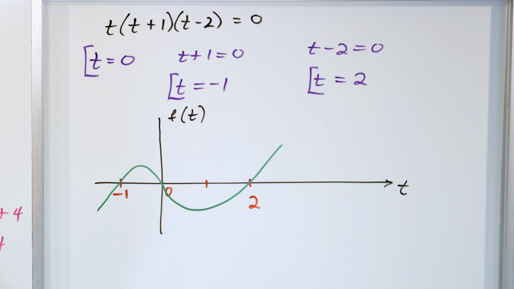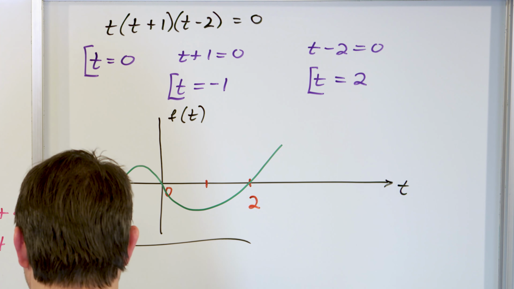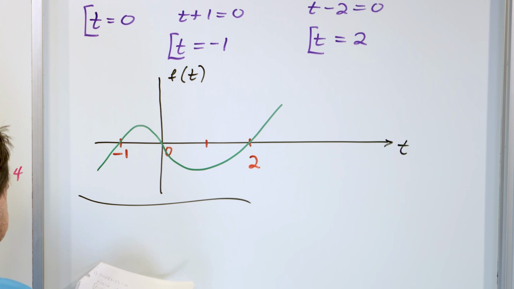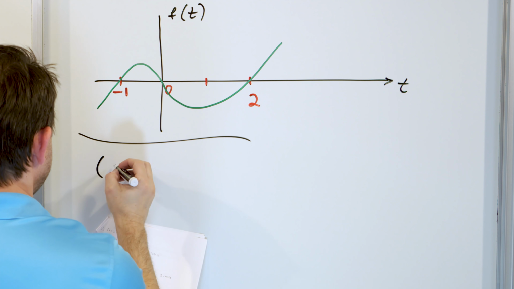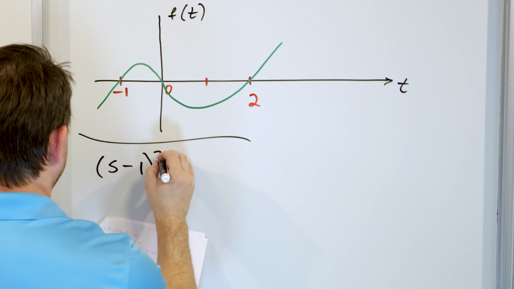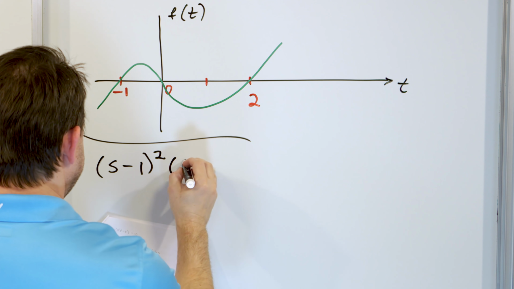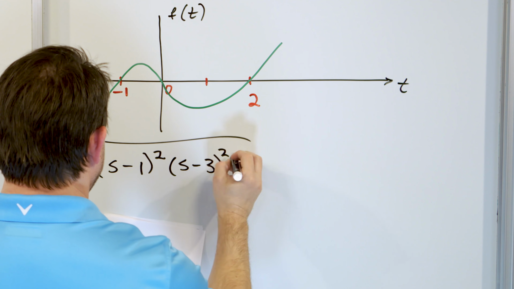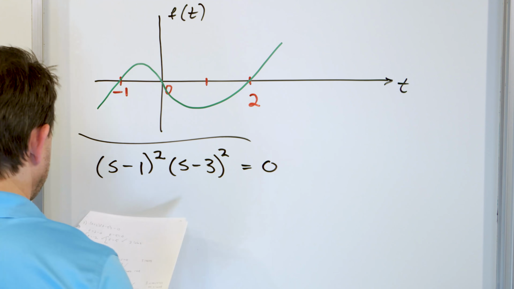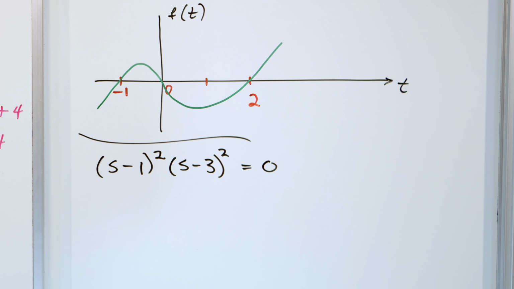So the next thing we'll do, I only have two more little things I want to cover here. And the next one is very interesting, actually. What if we have s minus 1 squared multiplied by s minus 3 squared equals 0? How do I solve that? If I just say, hey, I want you to solve this function.